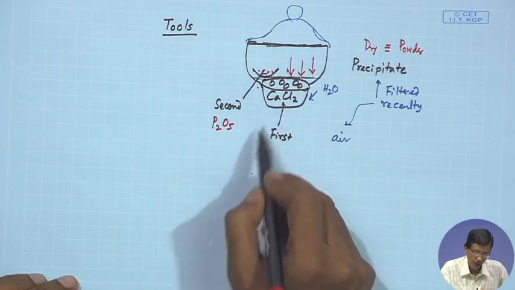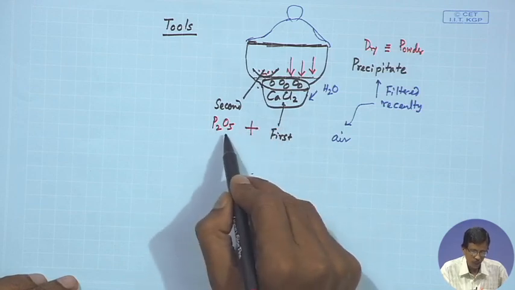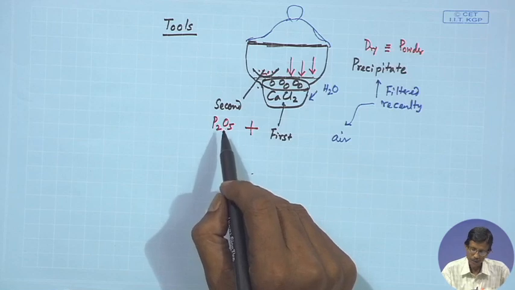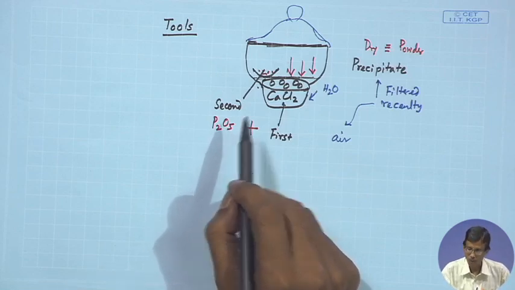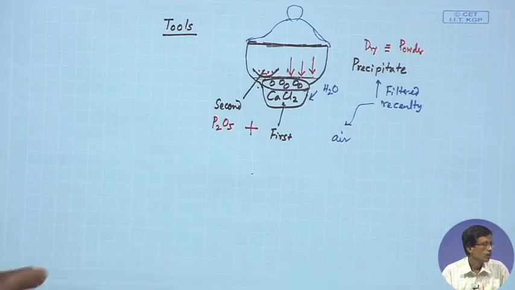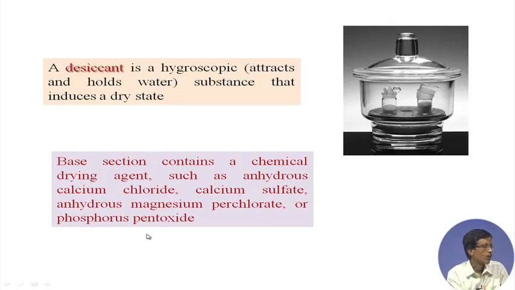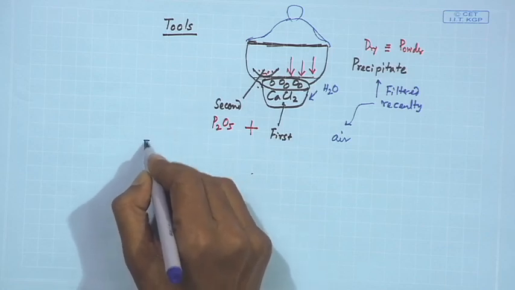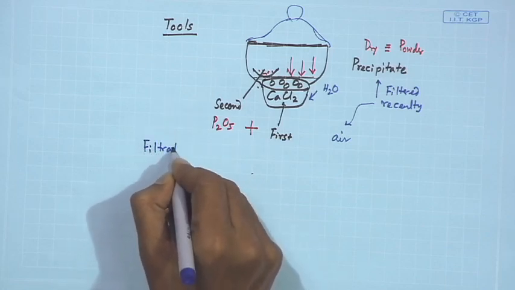So, along with calcium chloride, you can also use a second desiccant, which is your P2O5. Magnesium perchlorate or phosphorus pentoxide we are not using separately; along with calcium chloride, we can use phosphorus pentoxide for a very good dry atmosphere within the desiccator. Next, we will look at the tools for filtration.